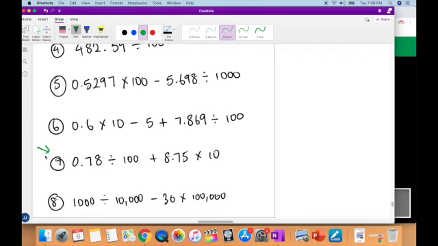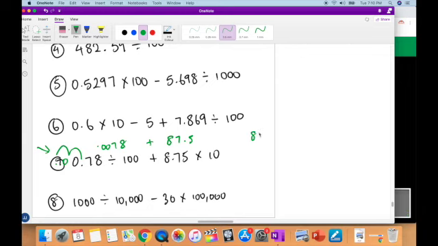Okay, I find out it'll take too long to do that though. So this is 0.78 divided by 100. So that means that going 0.0078. So this is 0.0078. And this one is multiplied by 10. So this is plus 87.5.